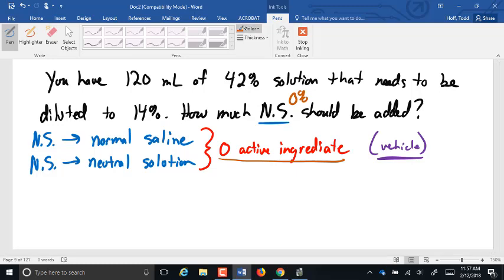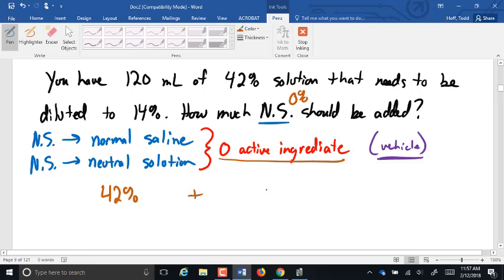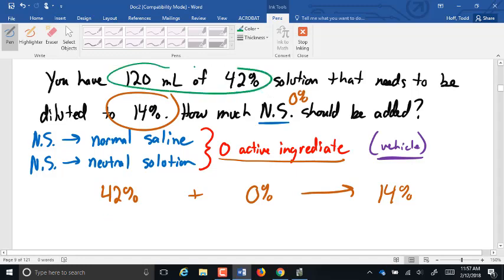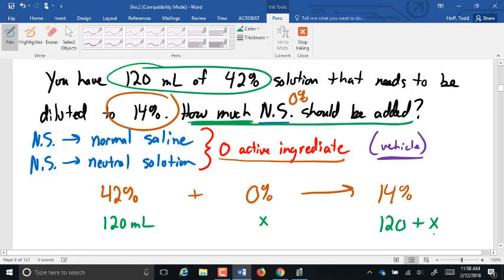So what we're looking at in this situation is we have a 42% solution. We are looking at combining that with a 0% solution, that's the NS, to create a desired solution of 14%. We look at the amounts we have: 120 milliliters of 42%. What we're going to be adding to that is the 0%, or the NS. We're asked how much of that's going to be added. I'm going to let that amount be my X, my unknown value. So then the amount of 14% that we're going to have is going to be 120 plus X.